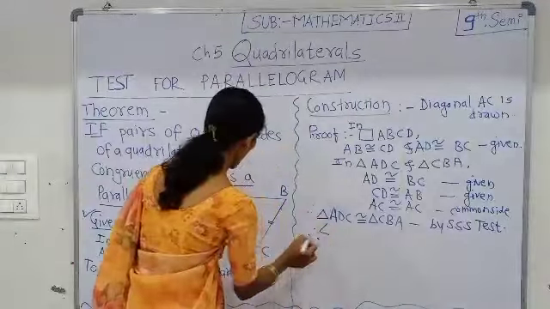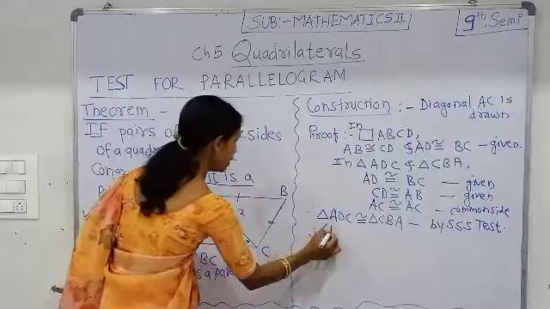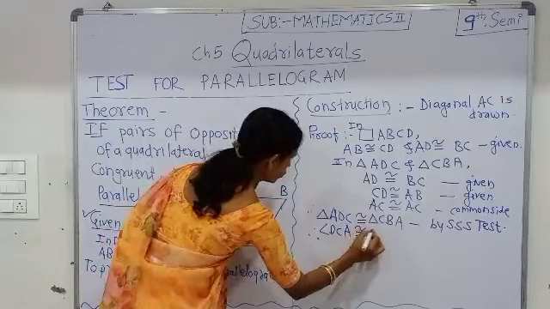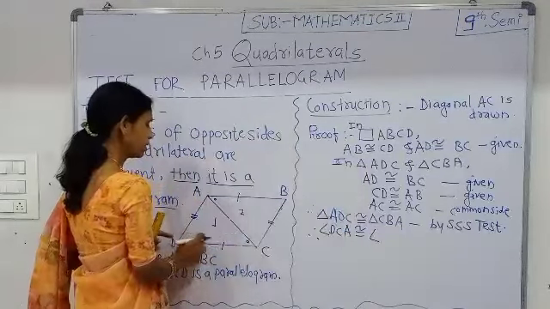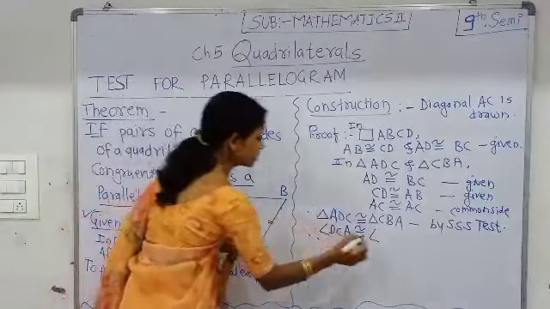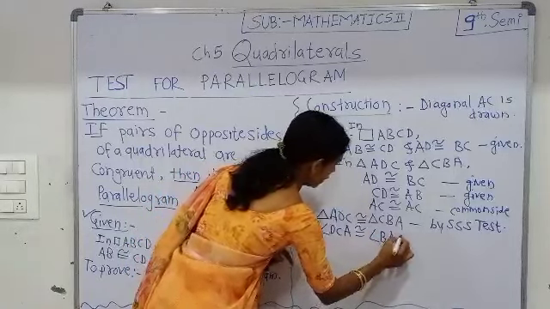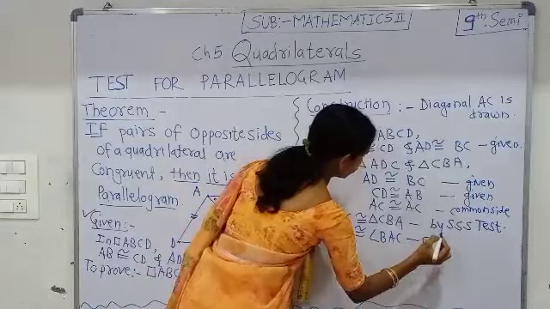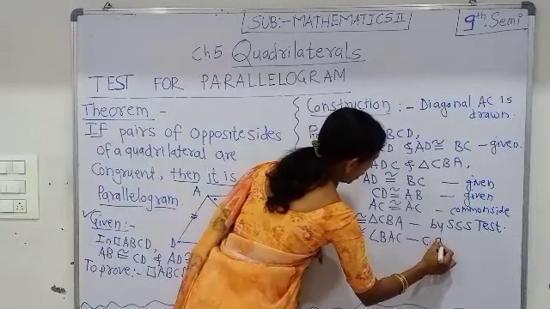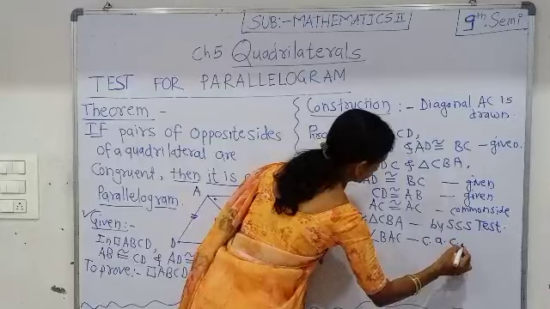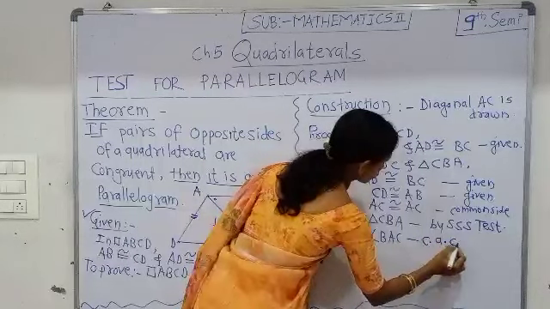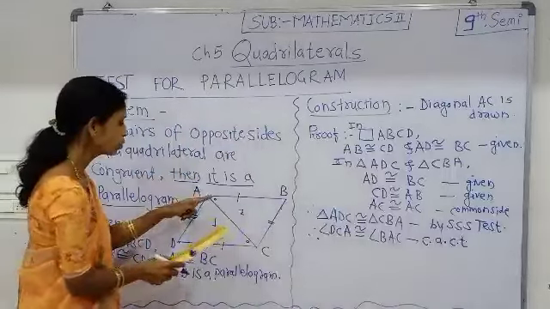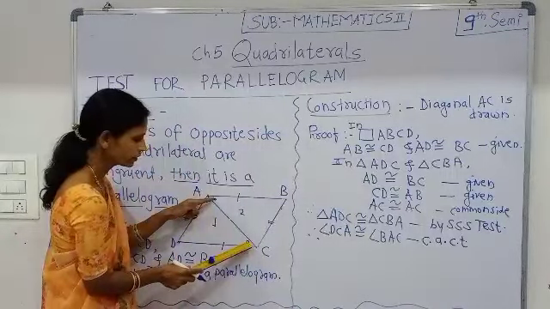Therefore, angle DCA is congruent to angle BAC. Those are congruent because they are corresponding angles of congruent triangles. Then, those two triangles are congruent.